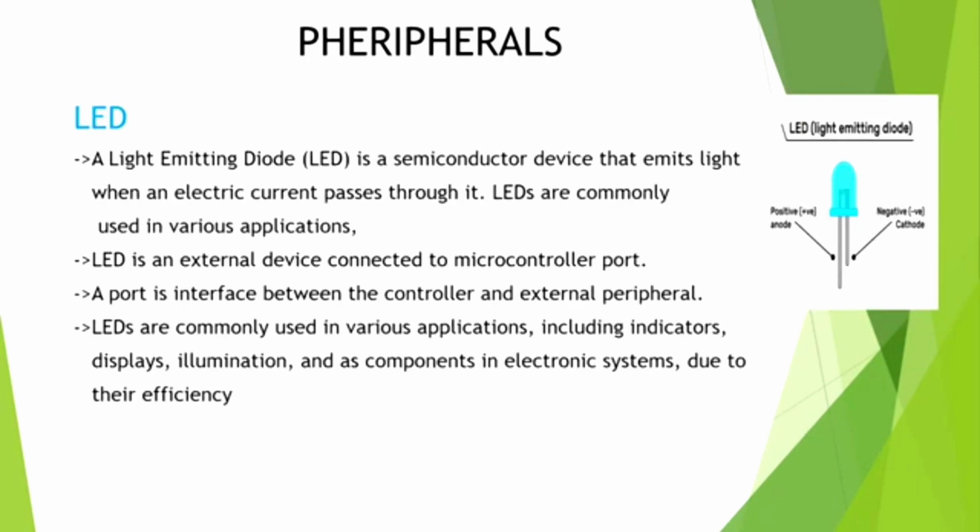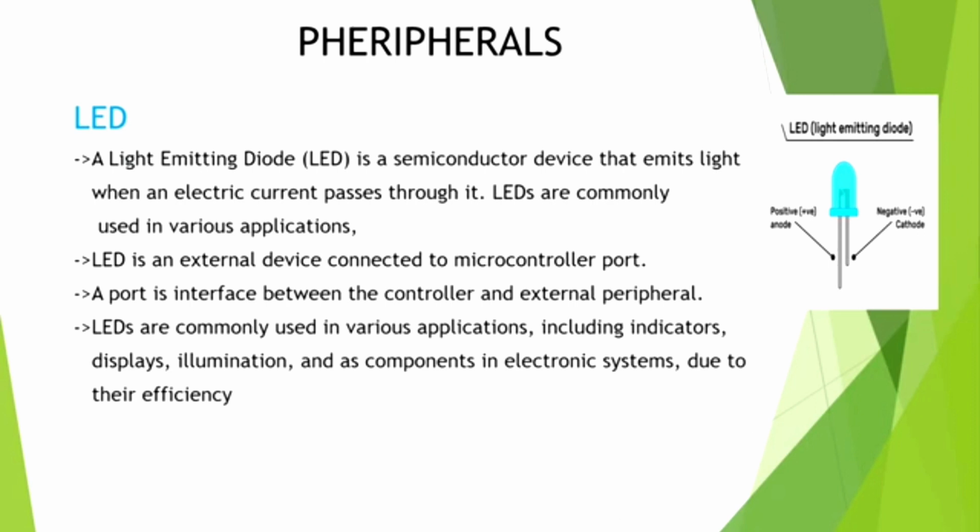And coming to the next topic, that is peripherals. We can take peripherals like LEDs, LCDs, digital switches, buzzers, and DC motors, anything. These are all the peripherals which can be implemented in embedded systems projects. And coming to the LED, it is a light emitting diode. It is a semiconductor device which emits light whenever electric current passes through it.